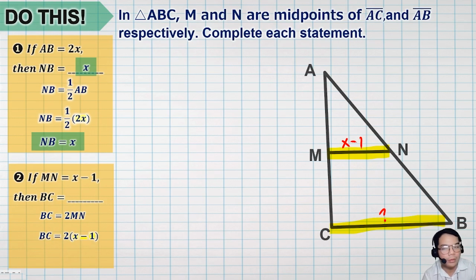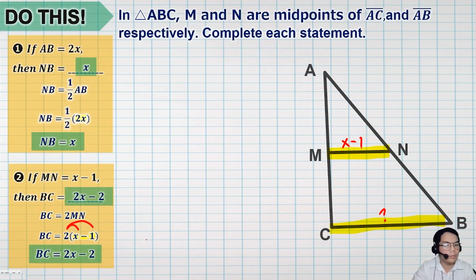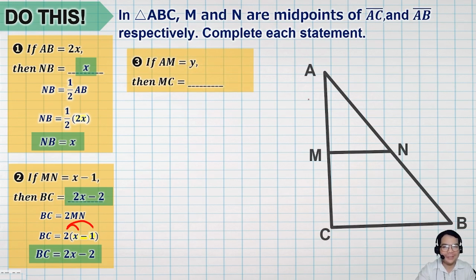But you have to remember that when you are multiplying a binomial by a number or a constant 2, you have to distribute. So, 2 times x, 2x, then 2 times negative 1, it's negative 2. Therefore, the measurement of side BC is 2x minus 2. If the measurement of line segment AM is gonna be equal to y, ano kayang sukat ng line segment MC? Yes, very good. So it's gonna be also equal to y. Pares lang yan. They are also congruent because of the midline theorem. Yan. Dahil nga midpoint si M ng side AC.